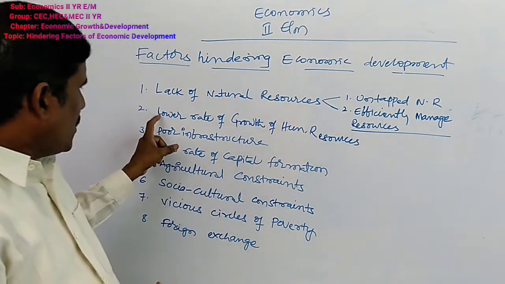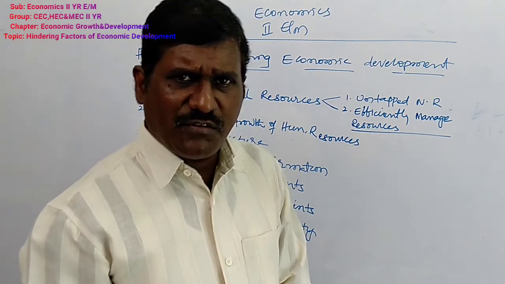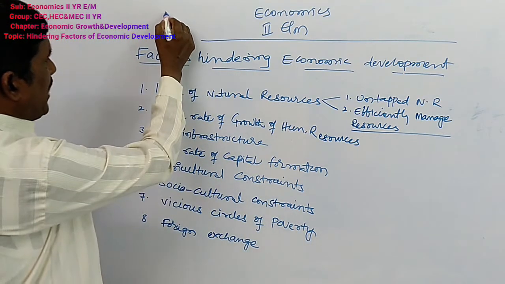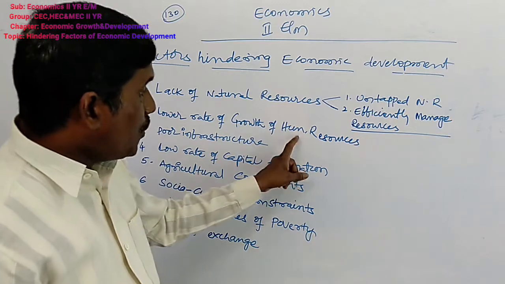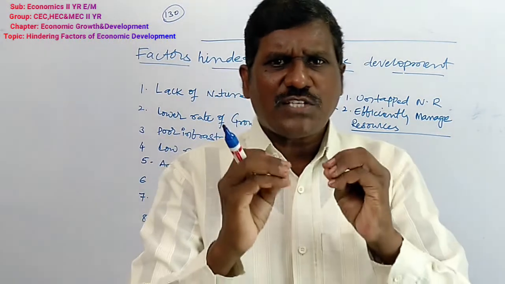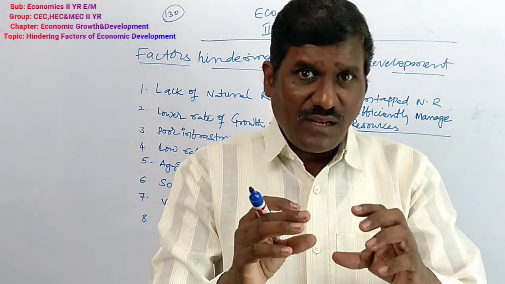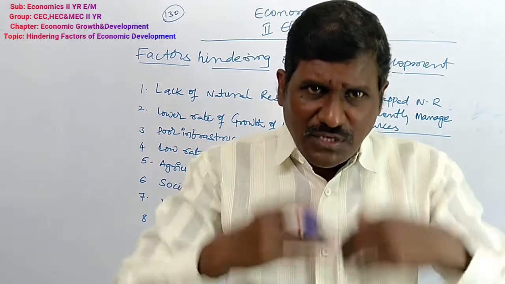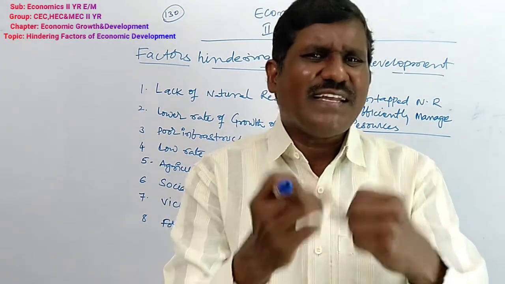Second one is low rate of growth of human resources. Yes, we have a plenty of population, nearly 130 crores. Try to understand, we have 130 crores of population, but there are no proper human resources. What are human resources? The total population of the country is called the human resources. If the population is made into a workforce, then automatically the human resources will increase.